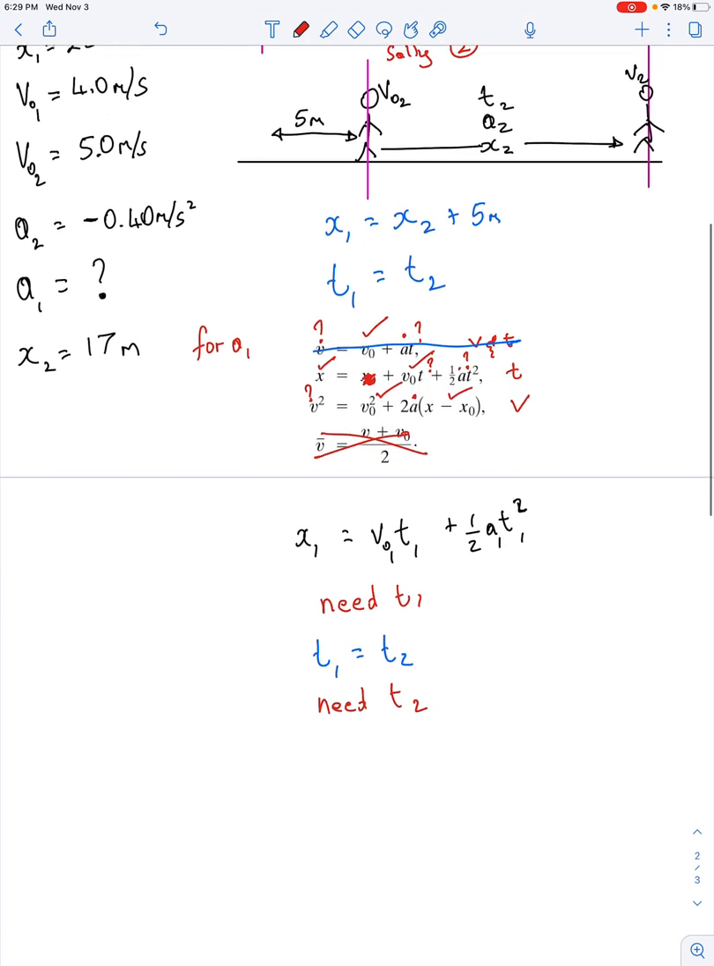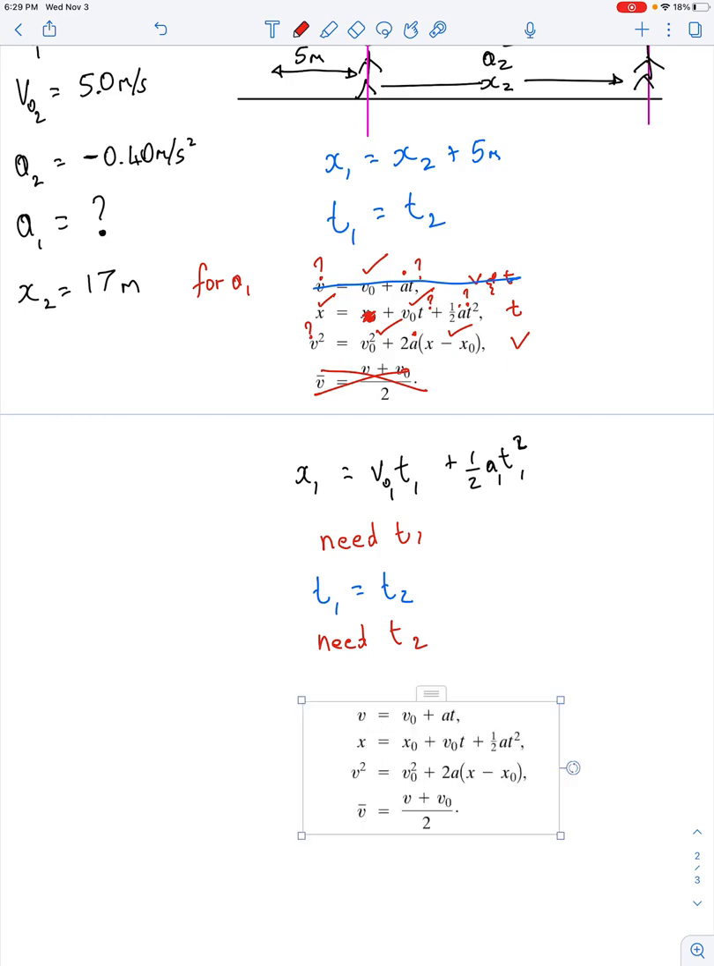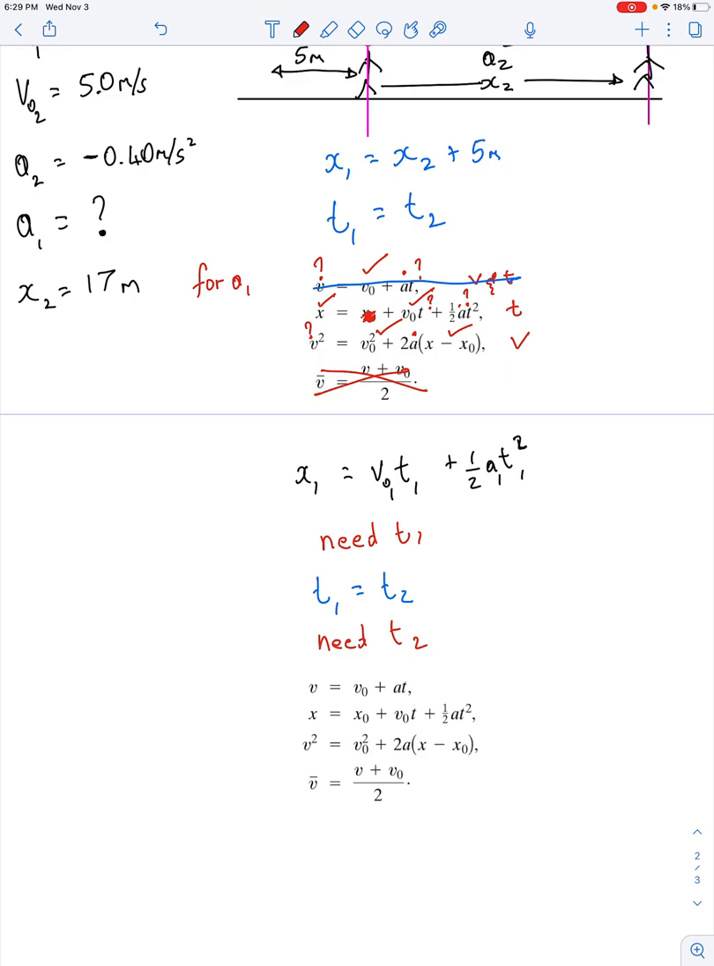So what do I do? Panic? No, I don't panic. All I do is that I go like this. Oh, I need t2. What do I need to solve things? Equations. What type of motion is it? Oh, it's a constant acceleration motion. Therefore, I'm going to use the constant acceleration formulas. Boom. There we go. Done.